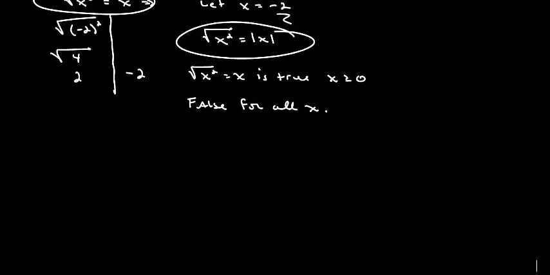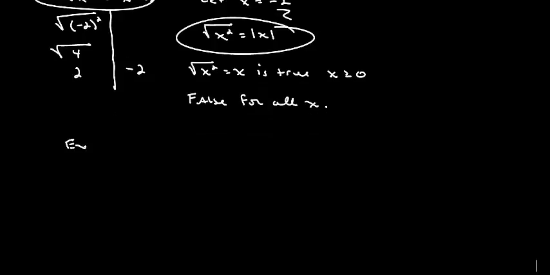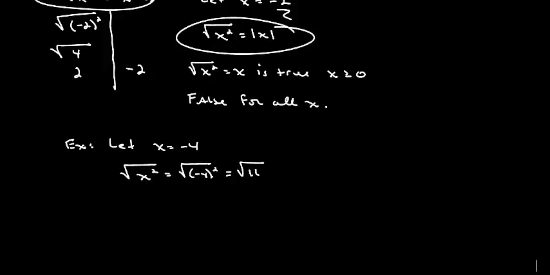Now let's go ahead and look at these exercises. I'm going to do exercise number 3 here. It says to let x be equal to -4. Then evaluating the square root of x squared is equal to the square root of -4 squared, which is equal to the square root of 16, which is equal to +4.